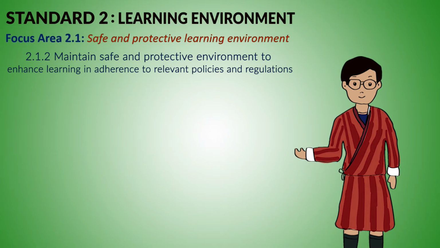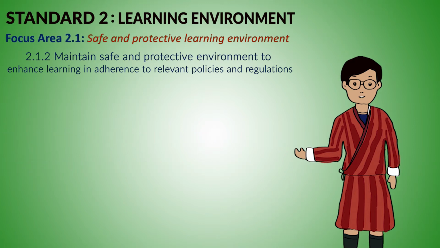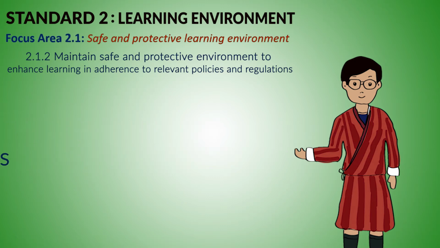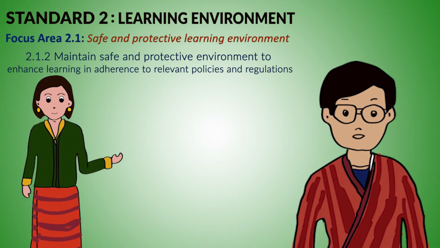Classrooms are clean and orderly with chairs, tables, shelves and other equipment properly placed with spaces for learners and teachers' movement for activities. The teacher ensures proper signages to avoid accidents and for emergency purposes. So, Lopan Doji, what are the key concepts in this indicator?